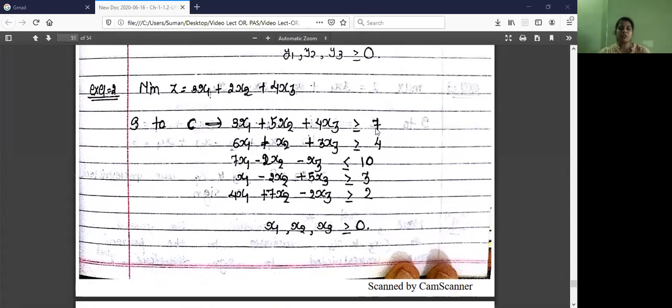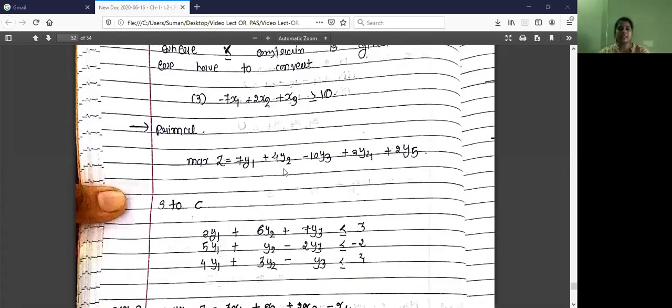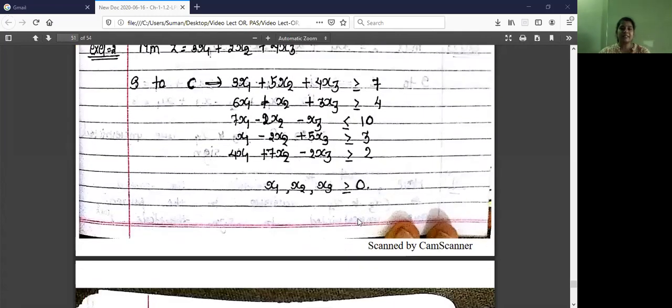So our objective function is maximize z is equal to 7y1 plus 4y2 minus 10y3 plus 3y4 plus 2y5. This is minus 10 because we convert the less than or equal to into the greater than or equal to sign. So this is our objective function. Got it?